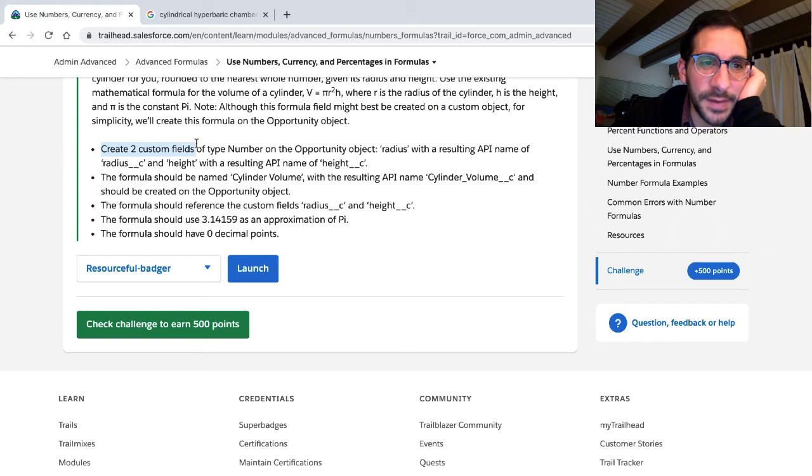Create two custom fields of type Number on the opportunity object. They're going to be a number type. One's going to be radius and the other height, with the resulting API names of radius and height.